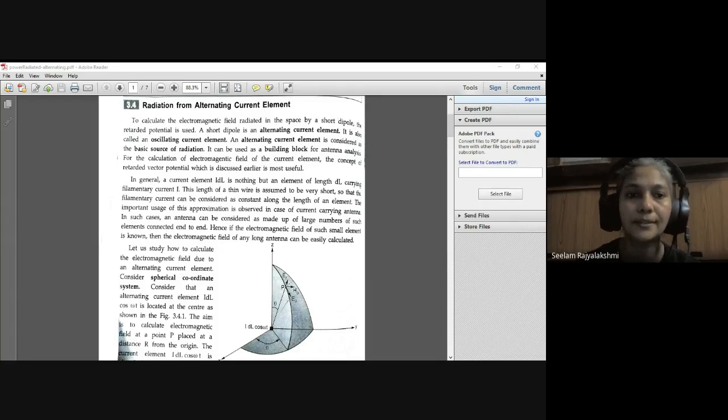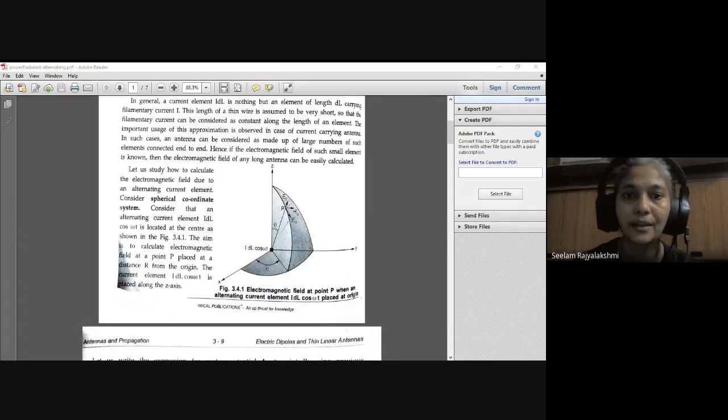The importance of this approximation is observed in the case of current carrying antennas. In such cases, an antenna can be considered as made up of a large number of such elements. That means if you want a large antenna, we can connect these alternating elements to obtain it. Hence, if the electromagnetic field of such small elements is known, then the electromagnetic field of any long antenna can be easily calculated.